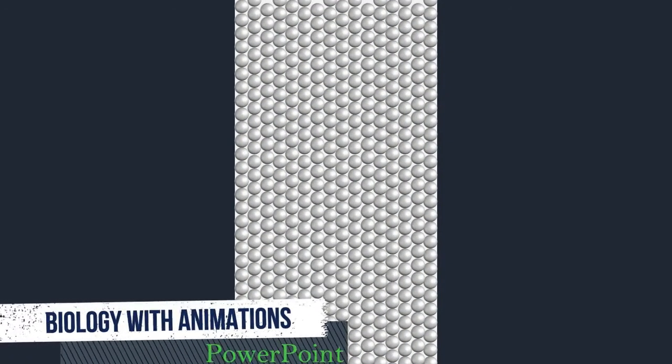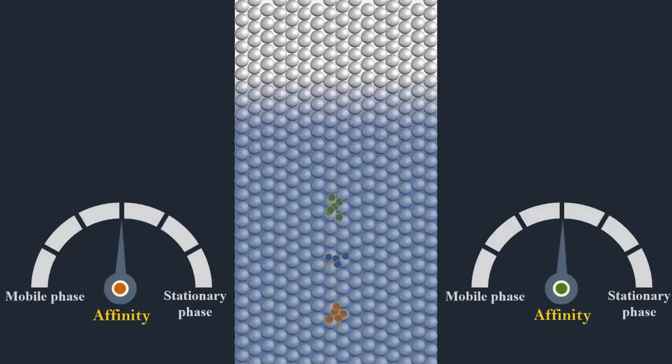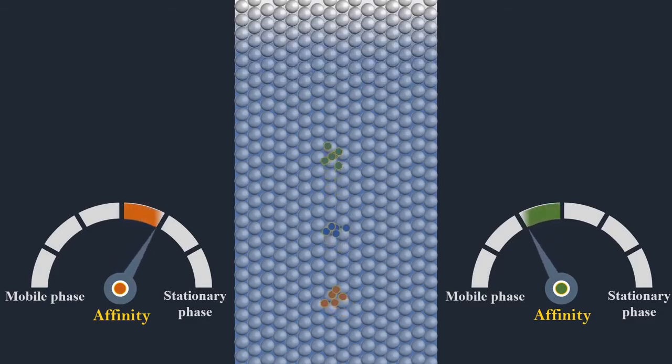The separation is based on differential partitioning of the sample components between the mobile phase and the stationary phase. The component which has less affinity to the stationary phase, and consequently less interaction, travels further up the TLC plate, and the component which has more affinity to the stationary phase, and consequently more interaction, travels slower on the plate.